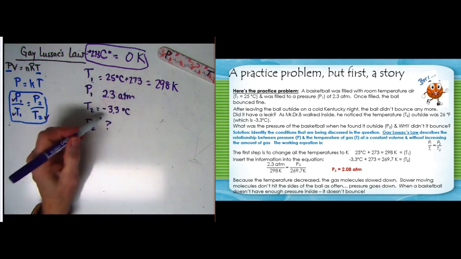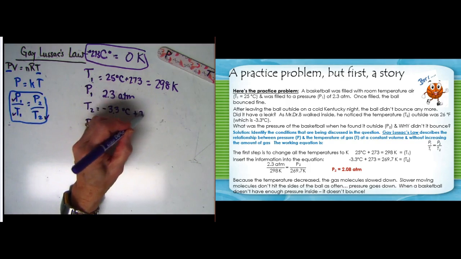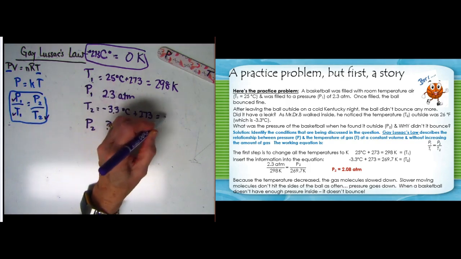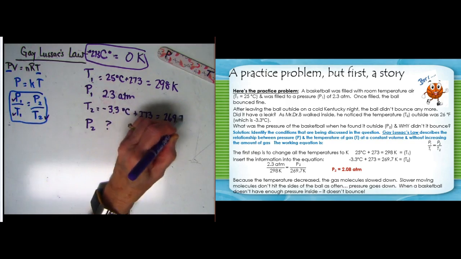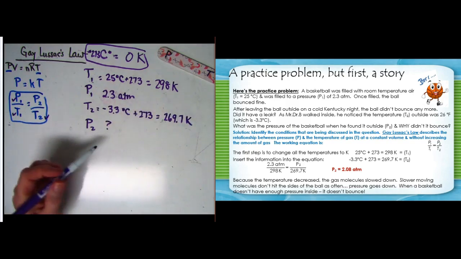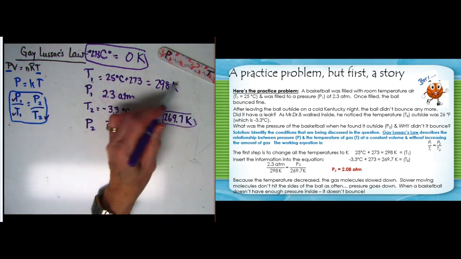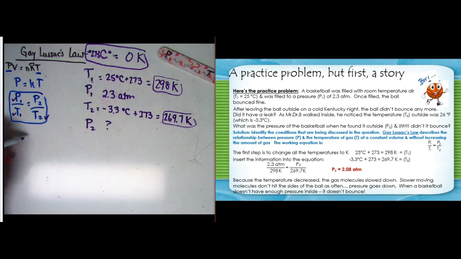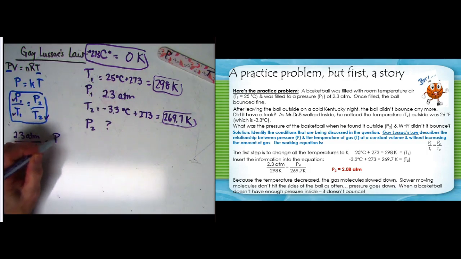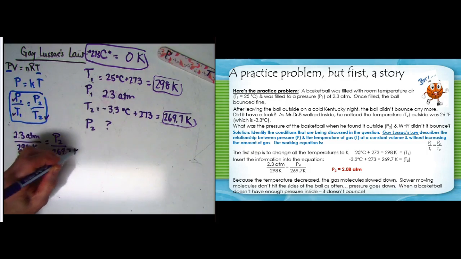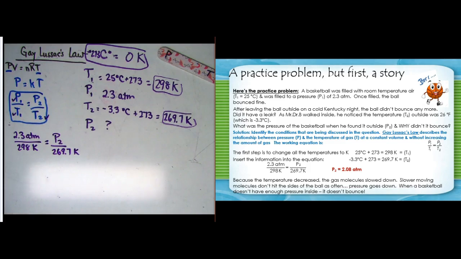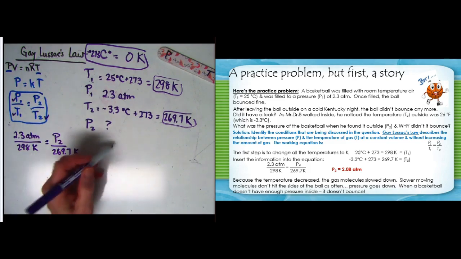Our T2 is the negative 3.3 plus 273, and that's going to give us 269.7 Kelvin. So instead of Celsius, we're going to use our two Kelvin values. Now all we have to do is put them in place. And we have 2.3 atmospheres P1 over 298 Kelvin. We're looking for P2, and we know we have 269.7 Kelvin for T2. So our job is just to work this problem.